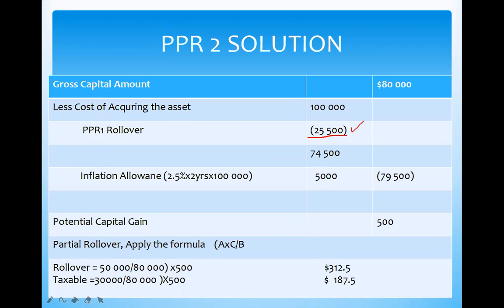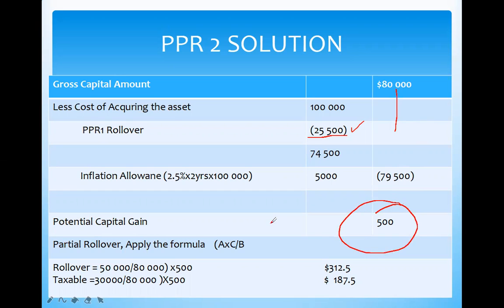So we agreed that we are going to say 100,000 minus 25,500, then we get 74,500. Then we determine the inflation allowance in this case. We are going to say 2.5% times 2 years times $100,000. Then we get 5,000. Then we get our 79,500. From this, we deduct it from the gross capital amount. Then we get the potential gain of how much? The potential gain in this case is what?